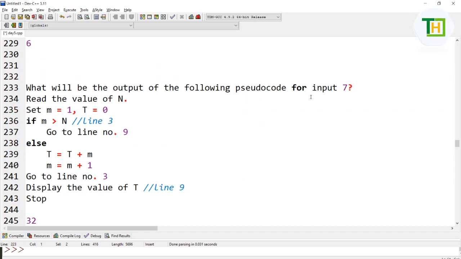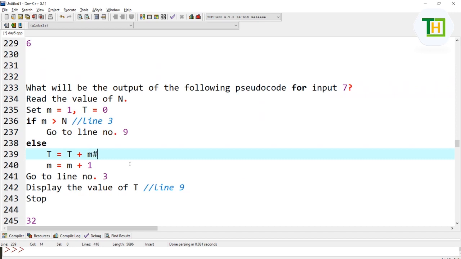What is the output of the following code? If the input is a 7, that means the N value is going to be 7. Now what is the M value? M value is 1 and T value is 0. N value is 7. Is M greater than N? Is 1 greater than 7? No. Then it is moving into the next line.